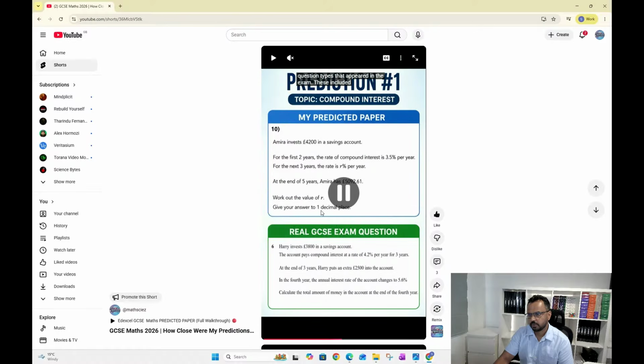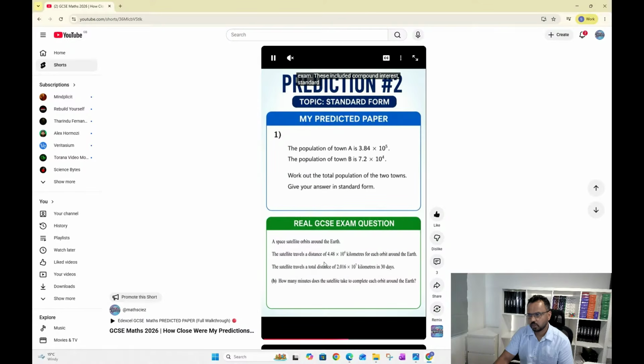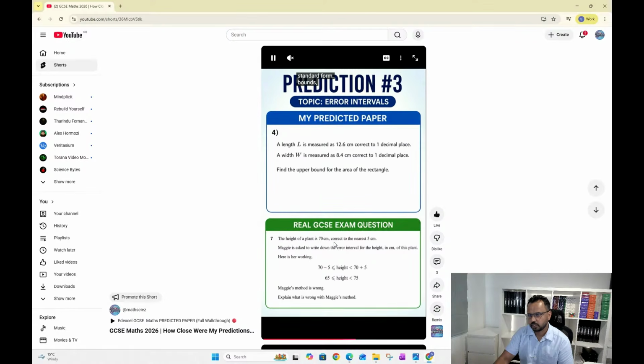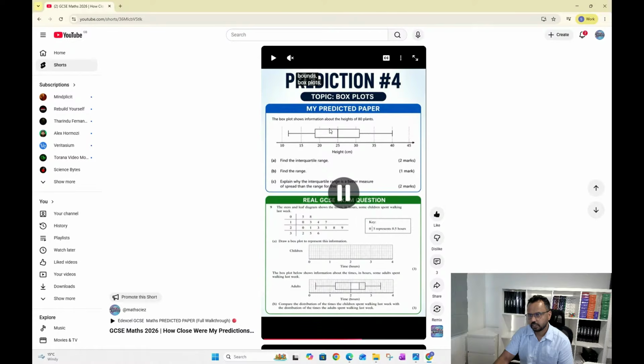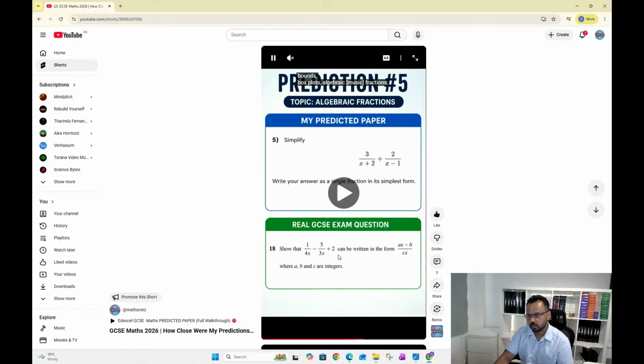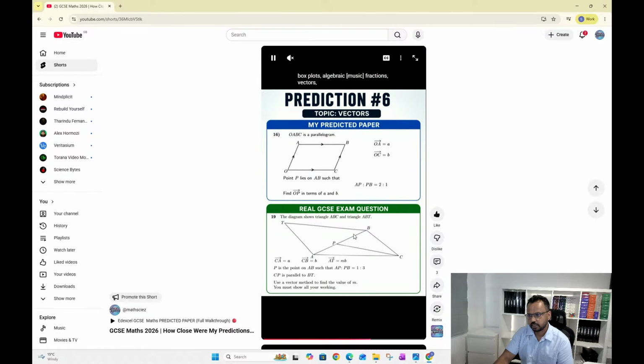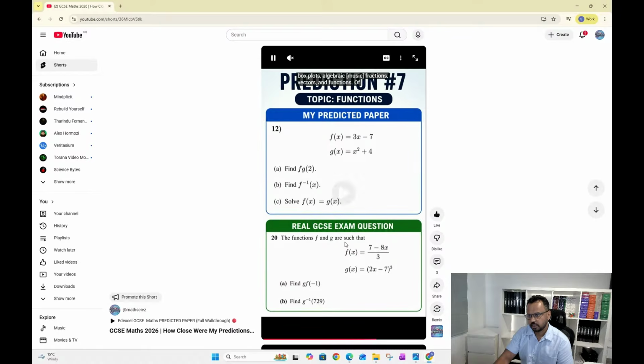There you go. This one. My predicted paper had that, and that's the real exam question you got. That's the predicted question we did on the session if you were here, and that's the real question you got. That's my predicted paper question, parallelogram one. This is the one you got. And this f of x, g of x, that's what I did. And this is what you got in the real exam. So they were close, quite close.